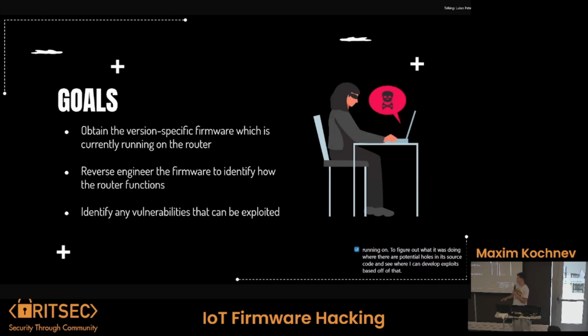All right, and here are just some goals. I wanted to make it a step-by-step process. So first, I needed to obtain the version-specific firmware, right? Because there are different versions. Like I said, there are firmware upgrades. So whatever I download might not be the one that the router is using, so it won't work when I try it on the router. I'm going to reverse engineer whatever I find to be important as part of the firmware to see how the router functions, and based off of that, identify vulnerabilities that can be exploited.